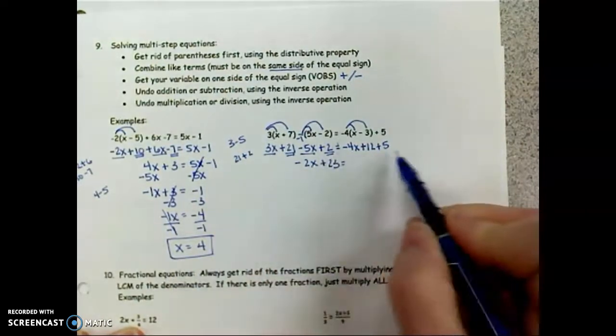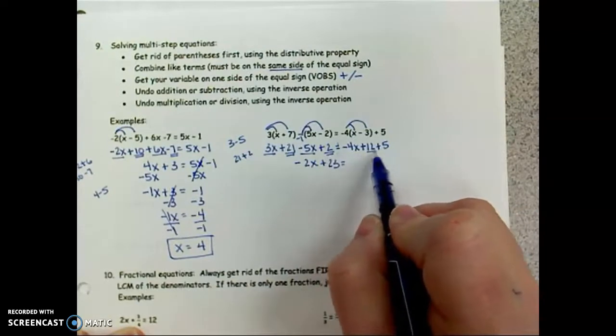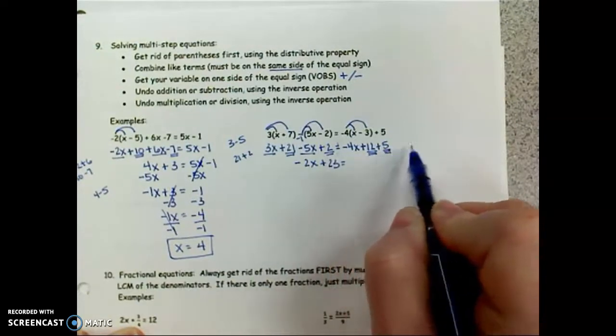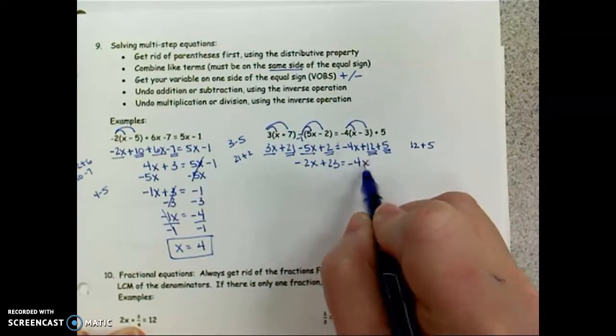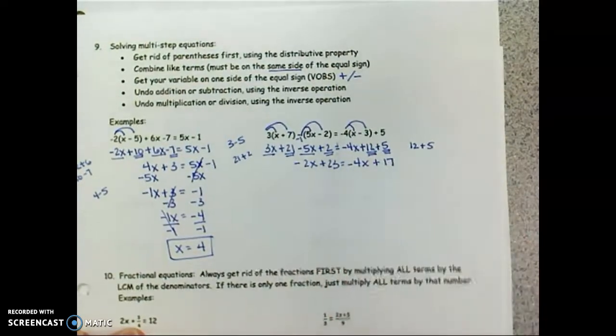I have like terms on the other side as well. I can combine this 12 with this 5. 12 plus 5 is 17. So I'd have negative 4x plus 17.